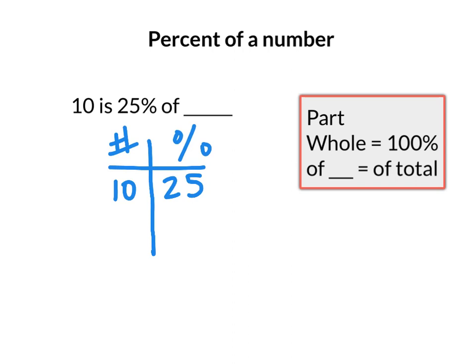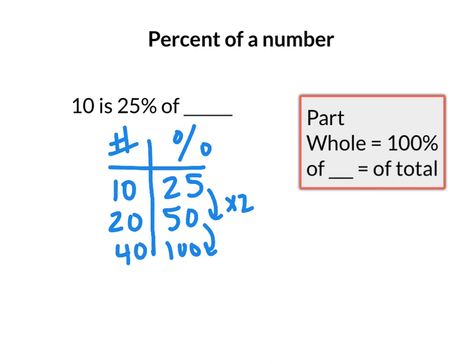So again, I have a couple options. I can scale 25 right to 100. Or if I wanted to, I could double this to get to 50. So then this side doubles and goes to 20. And if I double this again, I'm at 100 and this would be at 40. So I know that 10 is 25% of 40.